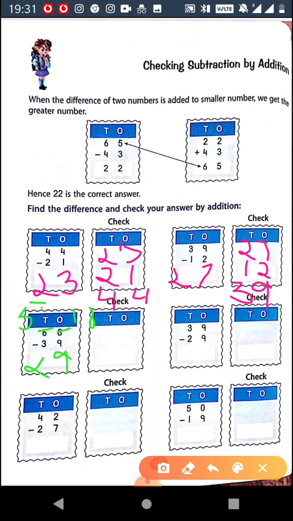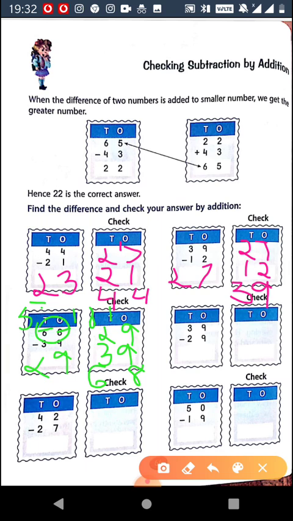And now you add this answer, that is 29, and 39. So when you add 29 plus 39, 9 plus 9 is equal to 18. So the answer is more than 10. So we write the digit at the ones place, that is we write 8 here, and we carry forward 1 to the tens place. And adding tens, we get 3 plus 2, 5 plus 1, 6. So we get 68, which is the bigger number here. So that means our subtraction is correct.